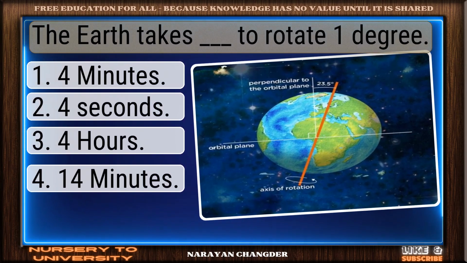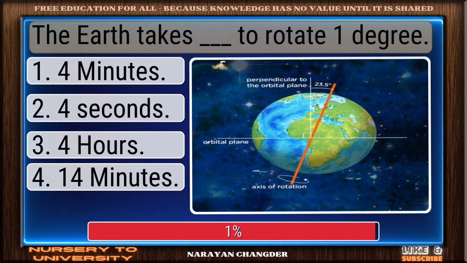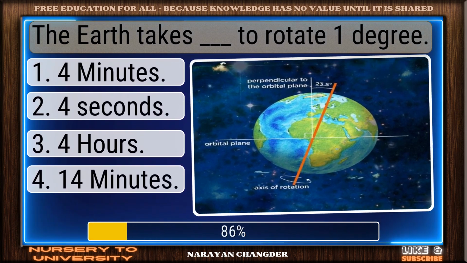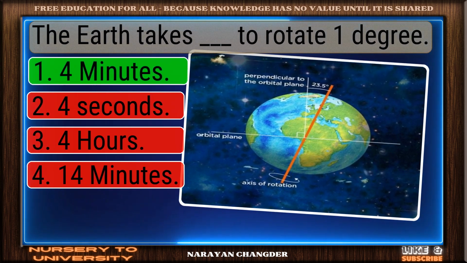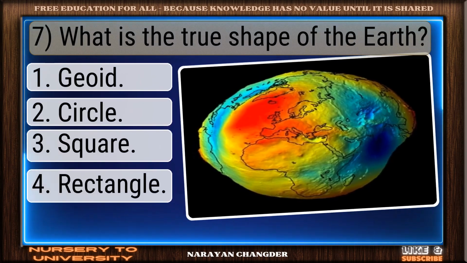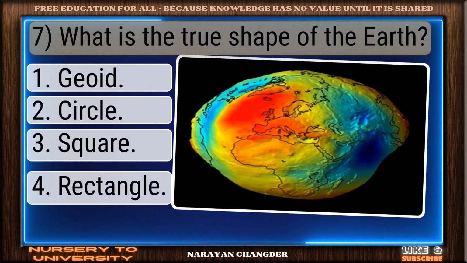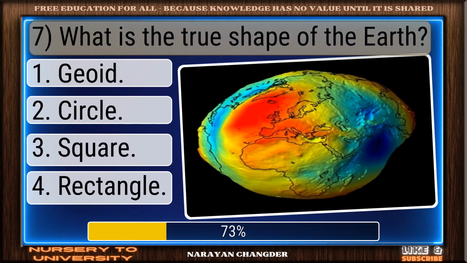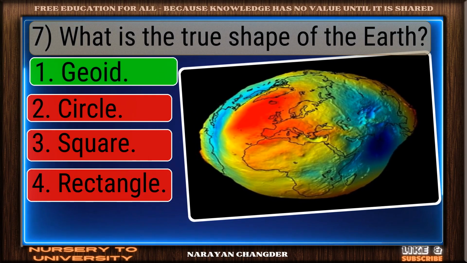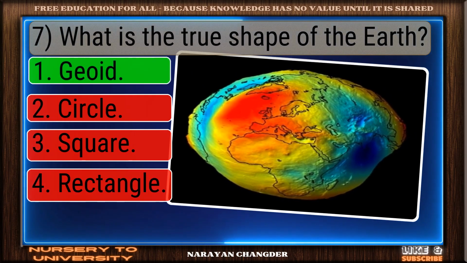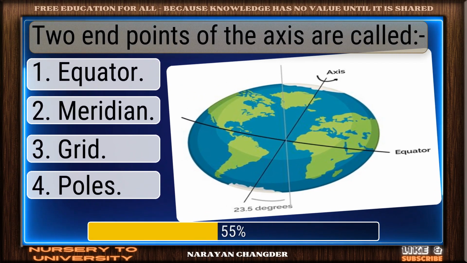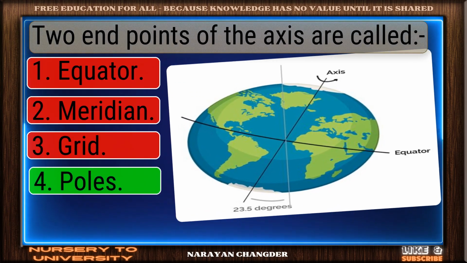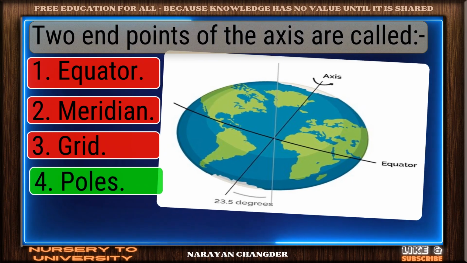The Earth takes dash to rotate 1 degree. Well reasoned. 4 minutes is the correct choice. What is the true shape of the Earth? Excellent choice. Geoid is the right answer. 2 end points of the axis are called. Strong choice. Poles is the right answer.